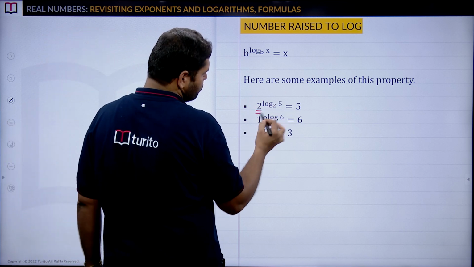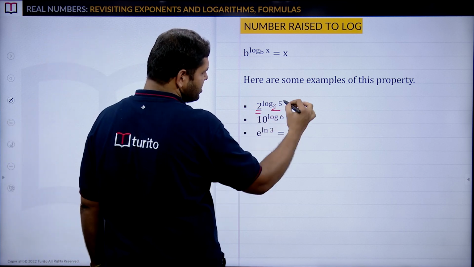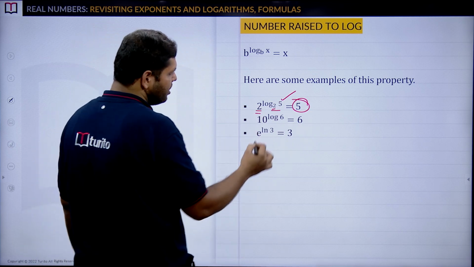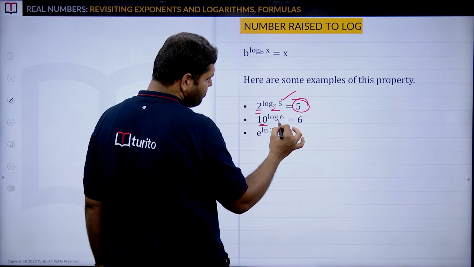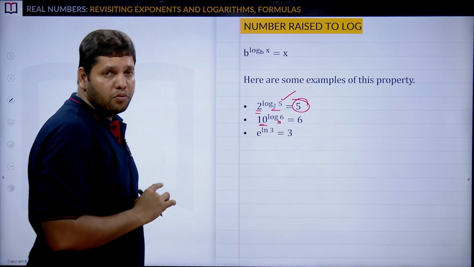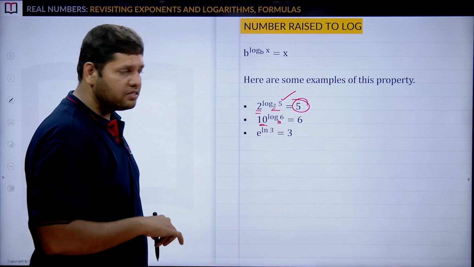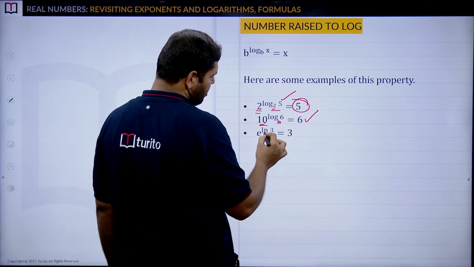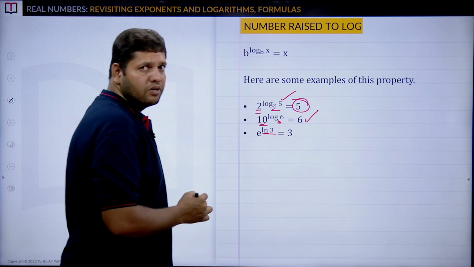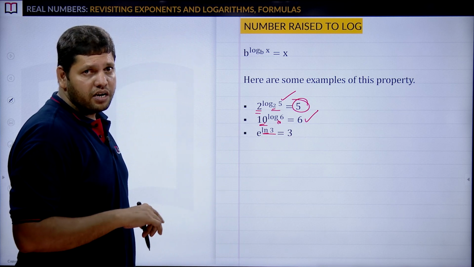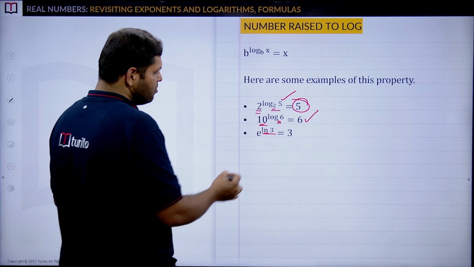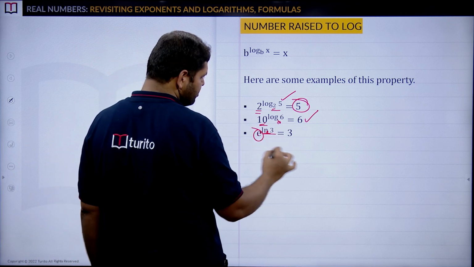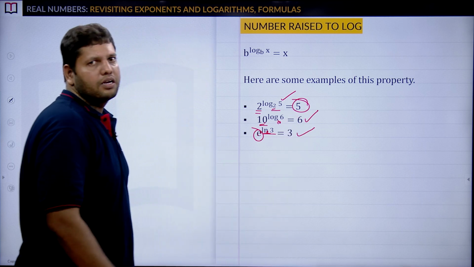See, here base is 2. Here also base is 2. So what is our answer directly? 5 is the answer. And here also the base is 10. I told you here also the base should be 10 only. If they don't mention anything about the base, you have to take the base as 10. Here both bases are equal. So directly the answer is 6. Children, here ln. ln means what? Natural logarithm. So for natural logarithm, what is the base? The base should be e. So here the main base is e and the base of the log is also e. So both e get cancelled. The answer is equal to 3. Clear, children?